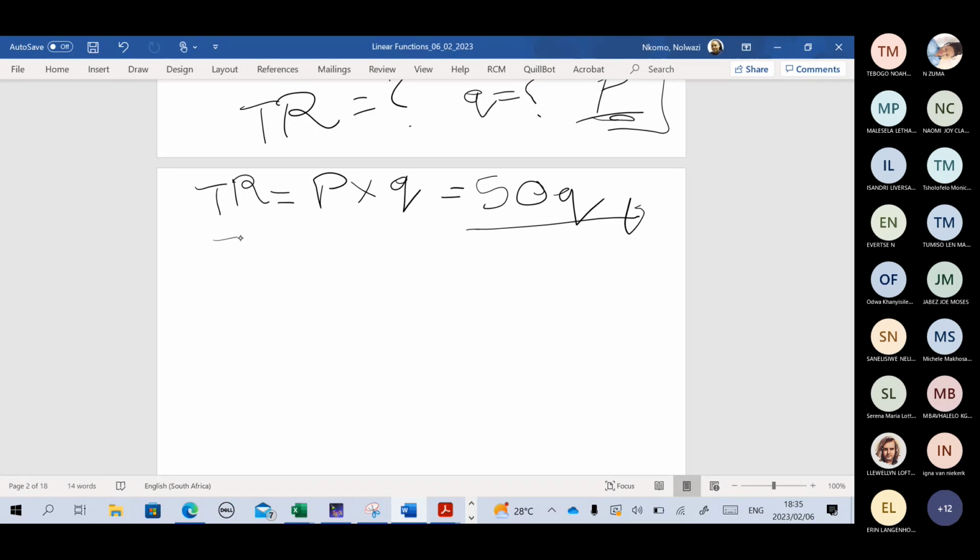If the total revenue is equal to 50Q, this means we have our slope as 50. And if we are given a function like this, this means the vertical intercept is 0, right? Remember, to find the vertical intercept, you'll have to substitute 0 here in Q, right?